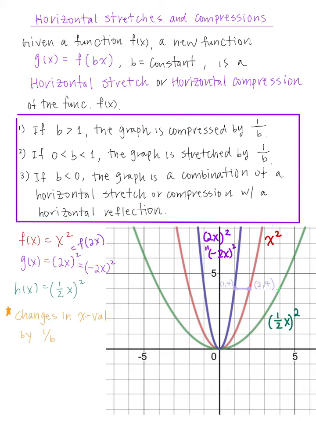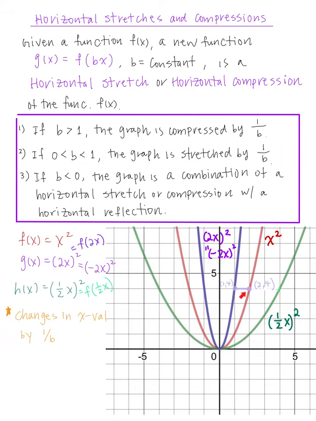Now let's look at h of x. h of x is 1/2 x squared, so that's exactly the same thing as f of 1/2 x. In this case, our b is 1/2. So when b is 1/2, we're talking about case 2. Now the graph is stretched by 1 over 1/2, which is 2. So be careful right here. Let's see if that makes sense. Let's look at this green graph. That's our graph of h of x.